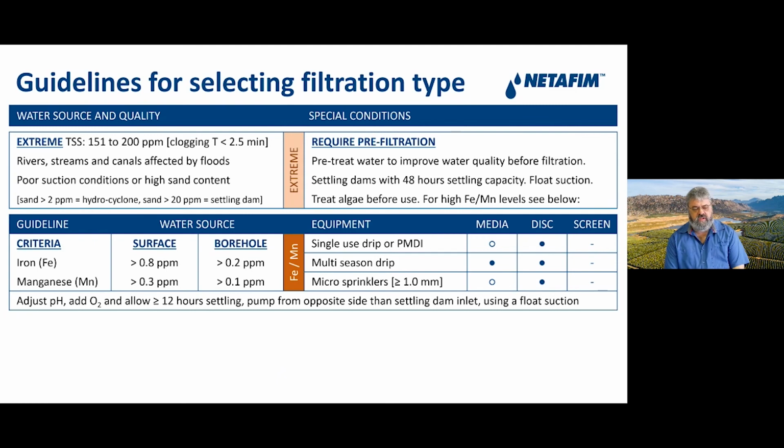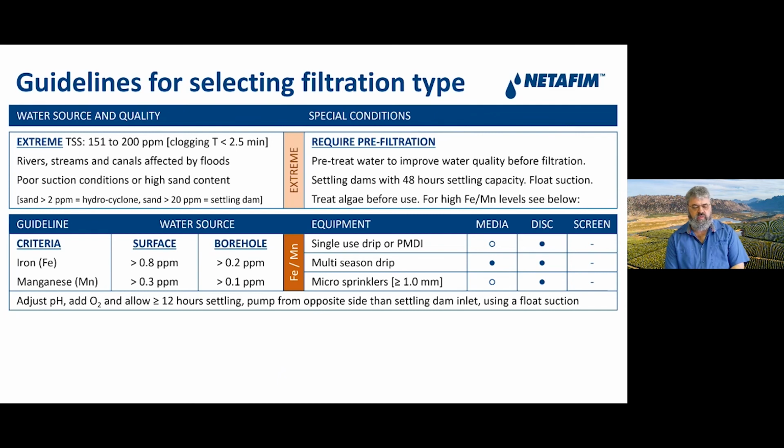a problem. So when we look at iron and manganese, we divide the source if it's from a surface water or borehole water. And you can see the criteria in parts per million when we make the decision to actually treat the water. So if we take, say, water that is coming from a borehole and it is 0.5 parts per million, then we will already do a treatment.